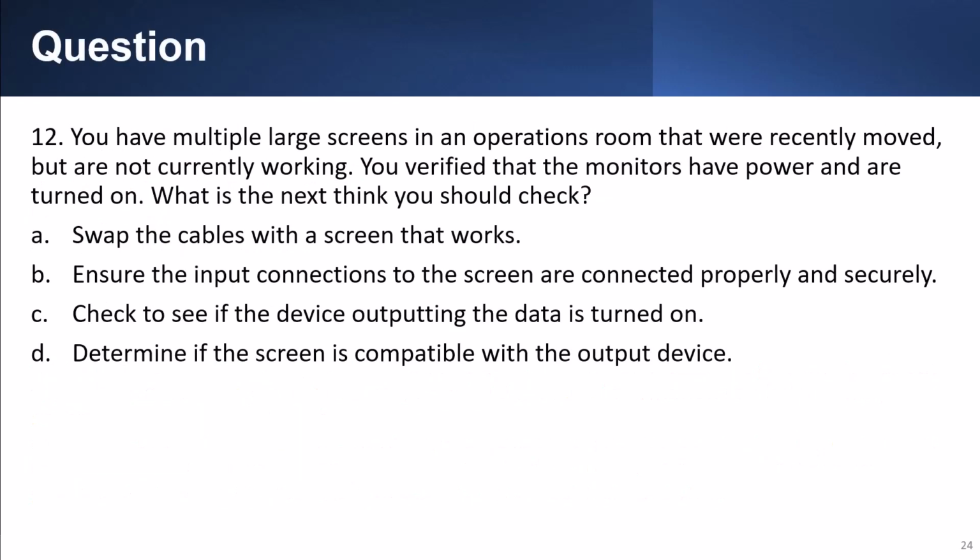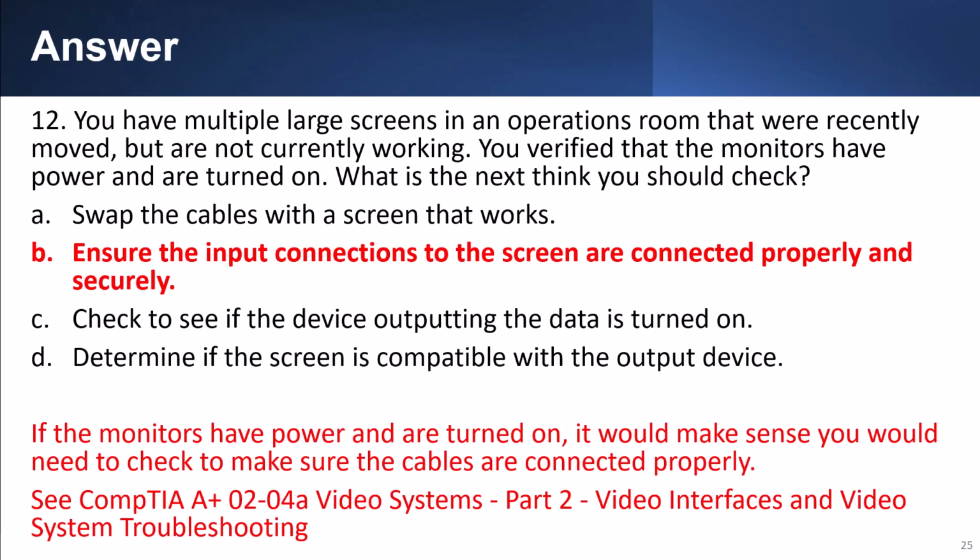Question 12. You have multiple large screens in an operations room that were recently moved but are not currently working. You verified that the monitors have power and are turned on. What is the next thing you should check? Answer: ensure the input connections to the screen are connected properly and securely. If the monitors have power and are turned on, it would make sense that you would need to check to make sure the cables are connected properly.